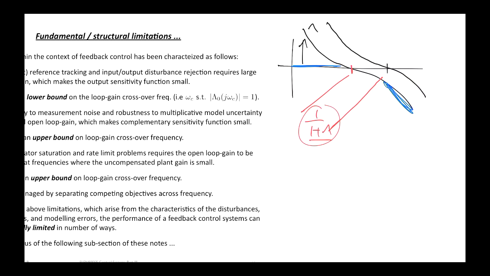And to get low sensitivity to measurement noise and low sensitivity to multiplicative modelling error, we want T to be small. How do we make sure T is small? We make sure that the crossover frequency is sufficiently far to the left of frequencies where there's significant measurement noise or significant modelling uncertainty. Okay, so those things lead to upper bounds on the crossover frequency. This is what I mean by a trade-off. One thing's trying to push it that way, the other thing's trying to push it the other way. Right, that's an example of a trade-off.